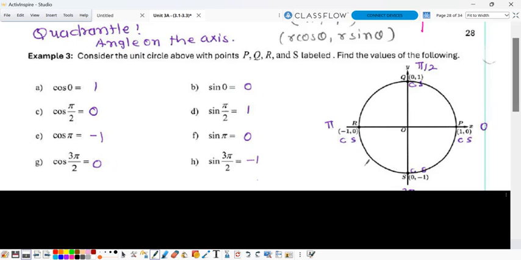So easy. Cosine, sine: always, always label on the circle. Many times students mix up sine and cosine. So always write C comes before S, which means X comes before Y. And always, X is cosine, Y is sine.